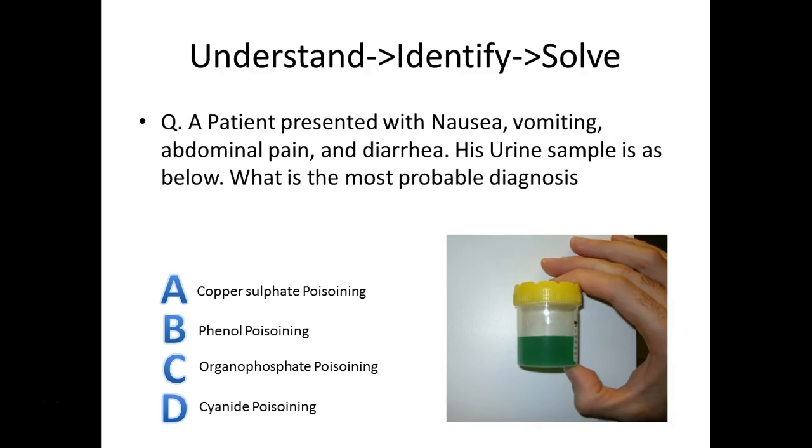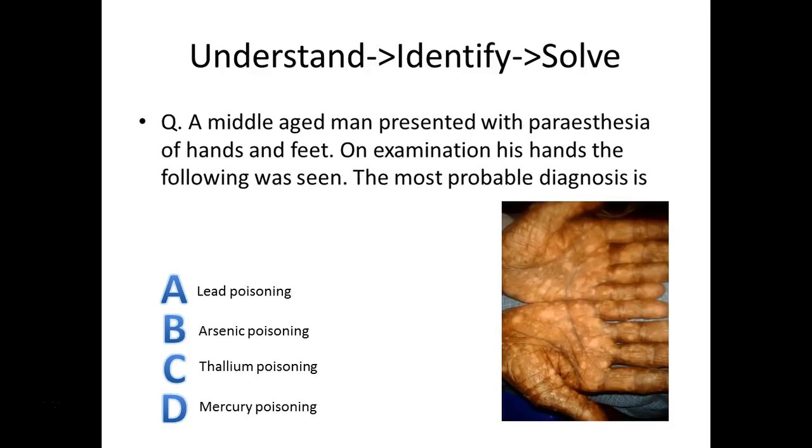So you know that he is suffering from some kind of poisoning, and any poisoning in which the urine is green in color, probably it's copper sulfate poisoning. So there are a lot of pointers in the text itself. You look at the image, then you correlate both, and then you are able to answer. Similarly, a middle-aged man presented with paresthesia of hand and feet. On examination, his hand was seen like this. The most probable diagnosis? Again, paresthesia, and what kind of finding it is, you will be able to tell.